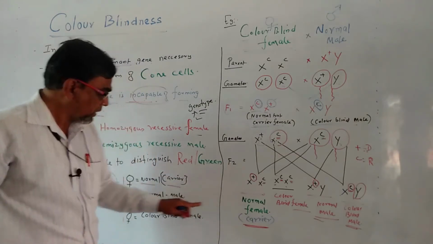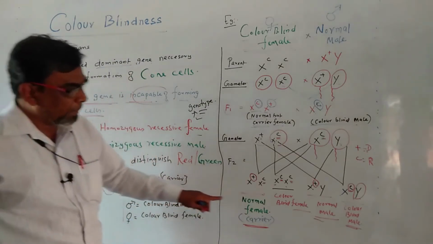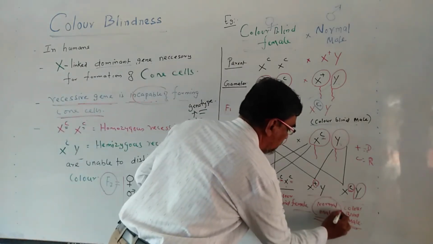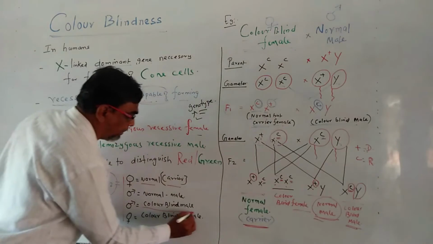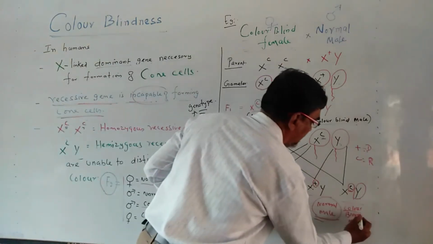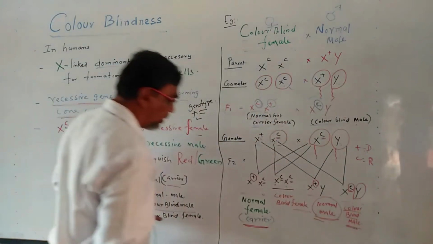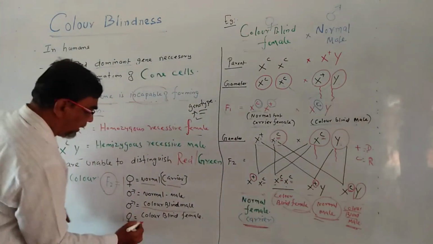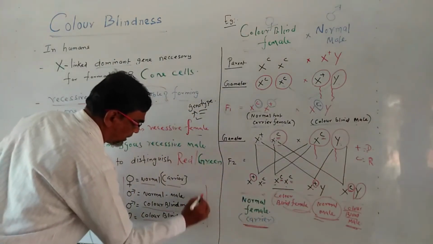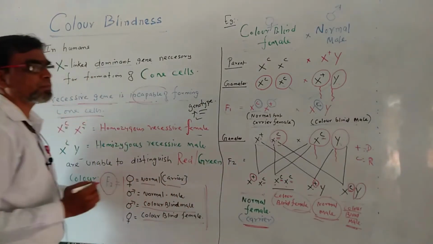She is a female. The second one is a normal male. The third one is a color blind male. And one more, that is called a color blind female. These are the 4 results of the F2 generation.